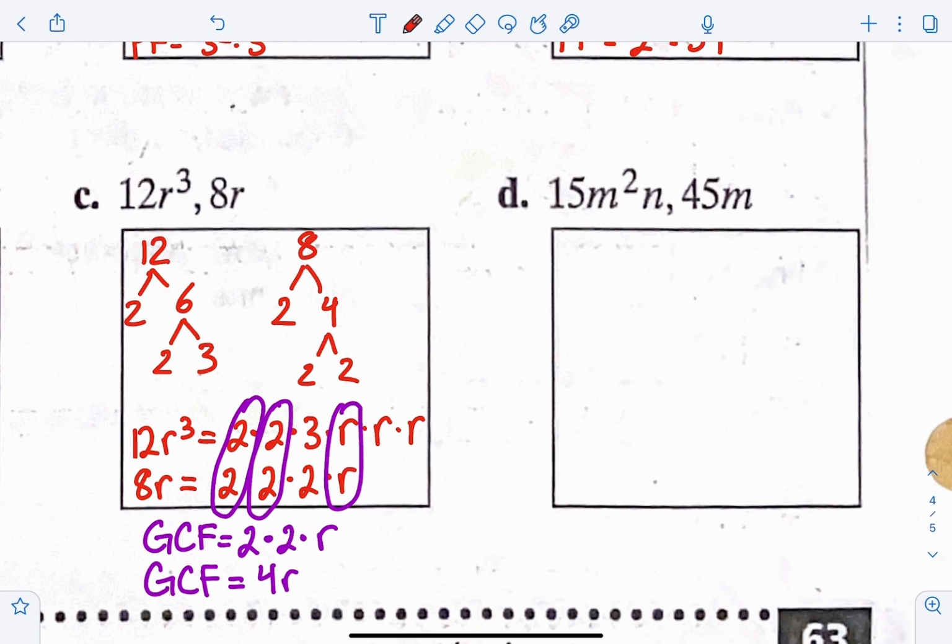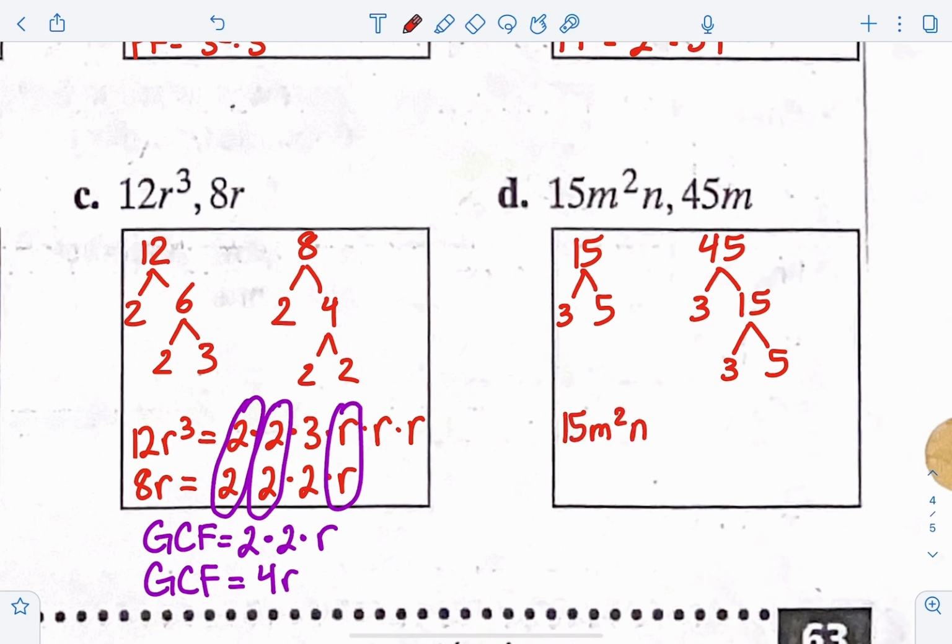All right, so hopefully what you did for D, we have 15 for our first tree, so you should have 3 and 5. And then those are both prime, so we stop. Then for our second tree, we have 45, so you should have 3 and 15. And then 15 breaks to be 3 and 5. Remembering when we write them in prime factor form that we need to bring those letters back into it. So we have 15m to the second n, and we're going to write that as 3 times 5 times m times n. Okay, because we had that m to the second n at the end of it.